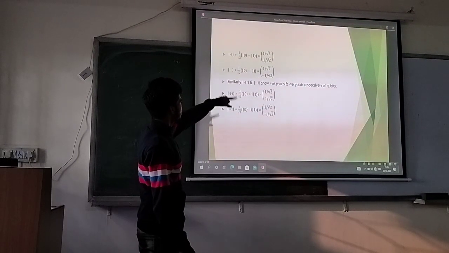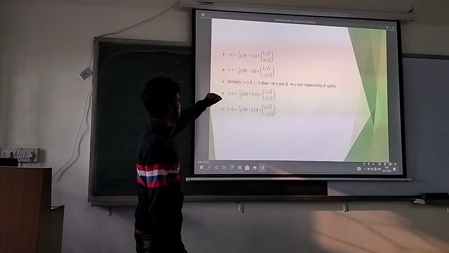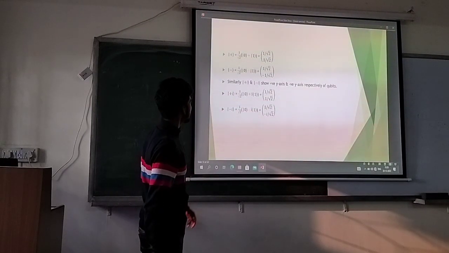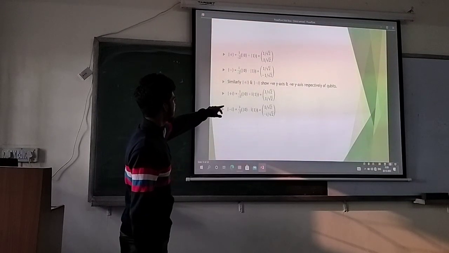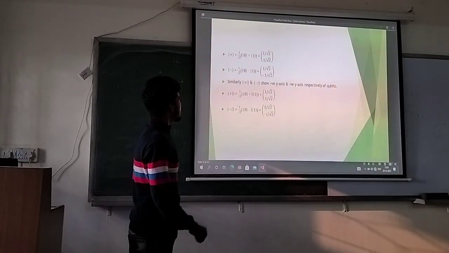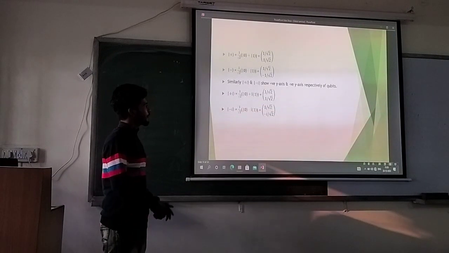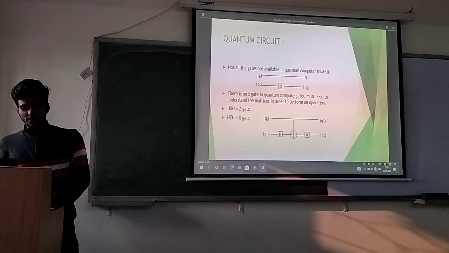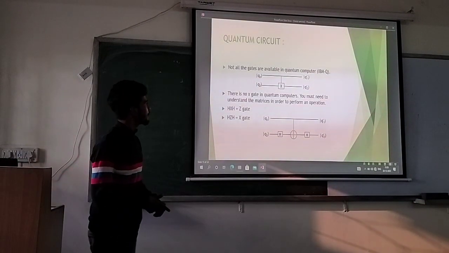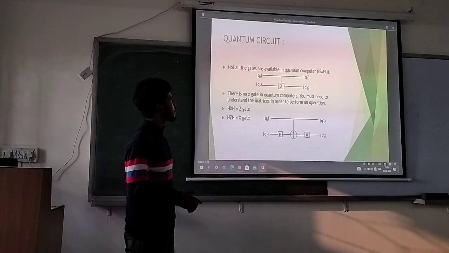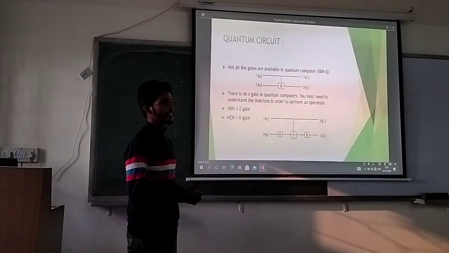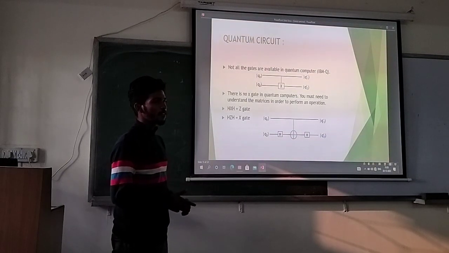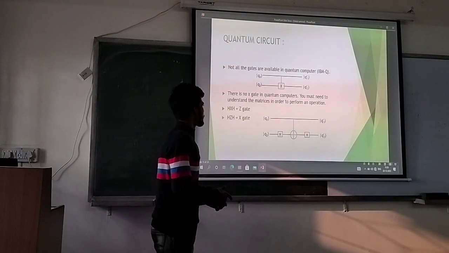Similarly, we get this for minus, and plus i means the positive y direction and minus i the negative y axis direction. Plus i equals 1 by root 2 times the 0 ket plus i times the 1 ket. Similarly, by doing some mathematics, we can get this matrix. And then the quantum circuit: not all gates are available in a quantum computer, which we talk about with the Hadamard gate. The Hadamard gate is very important because not all gates are available in the IBM quantum circuit.